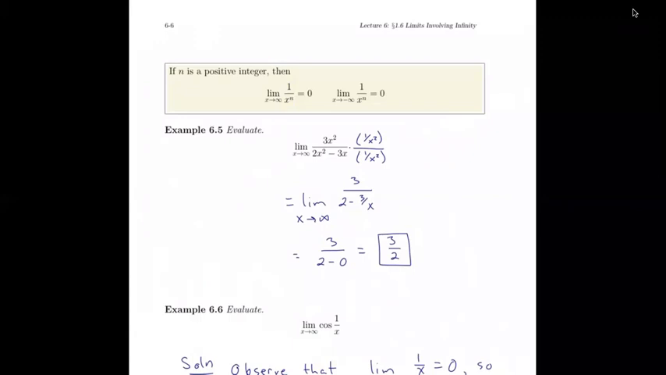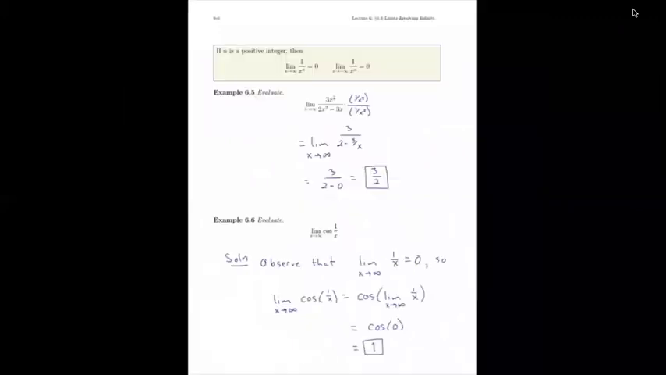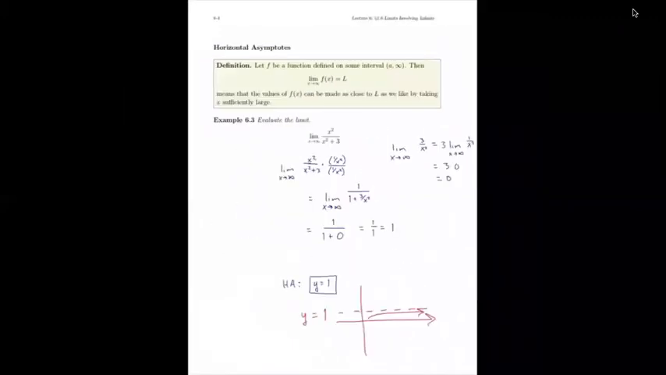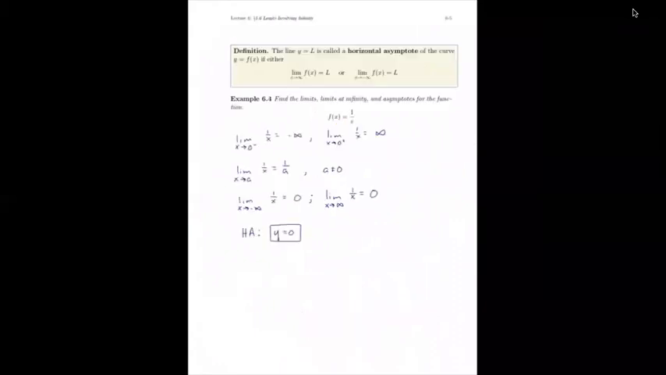So we're asked to find the limit as x approaches infinity of the rational function 3x squared over 2x squared minus 3x. Well, we had a similar problem to this before, right? We had something like x squared over x squared plus 3. So we're going to use the exact same trick, really.